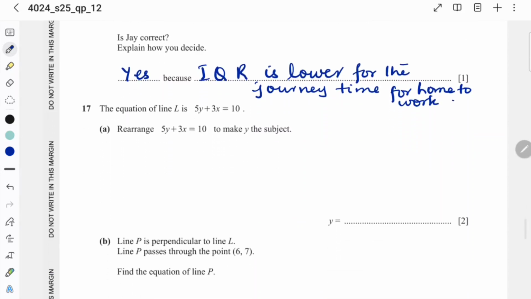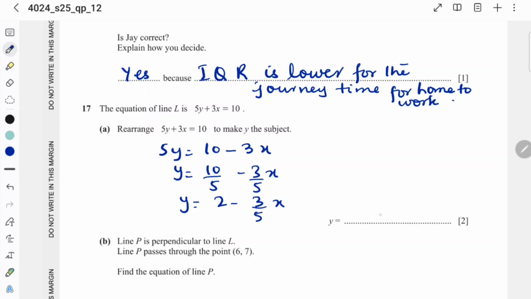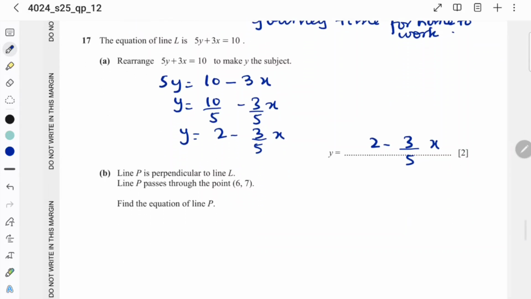Okay, question number 17. The equation of L is 5y plus 3x equals 10. Rearrange 5y plus 3x equals 10 to make y the subject. 5y equals 10 minus 3x, and y equals 10 over 5 minus 3 over 5 x. So y equals 2 minus 3 over 5 x, because 10 upon 5 is 2. You can see that minus 3 over 5 is the gradient and 2 is the y-intercept.